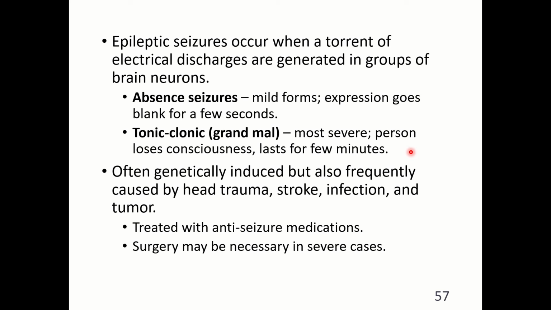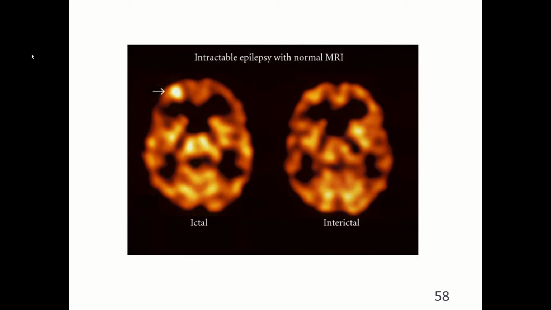Epilepsy is often genetically induced, but also frequently caused by head trauma, stroke, infection, and tumor. It can be treated with anti-seizure medications, and surgery may be necessary in severe cases. This is an MRI showing the ictal stage of a seizure, which is the active stage, versus the interictal, when a seizure is not occurring.